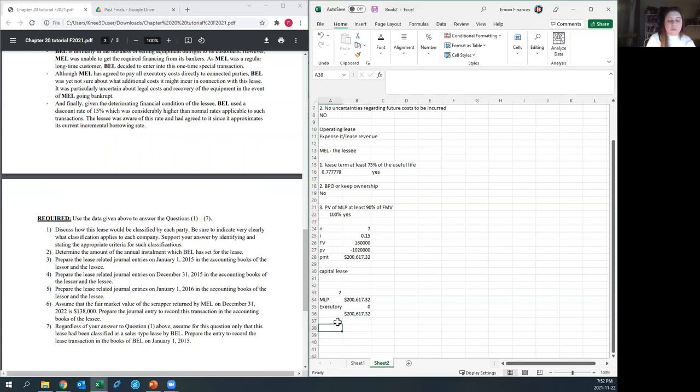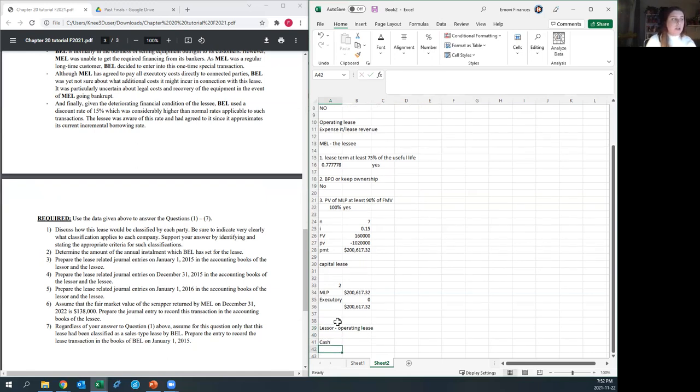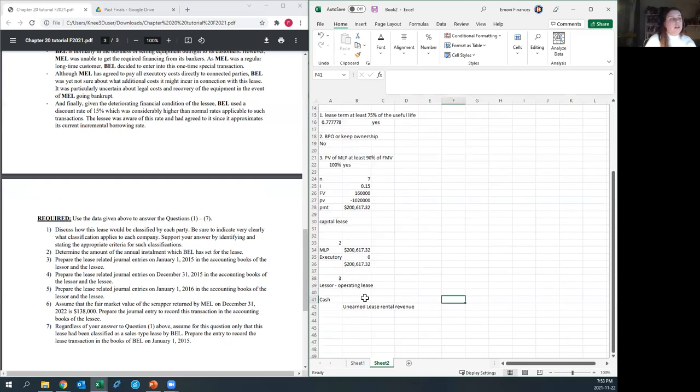So we're going to do first the lessor, as operating lease. That means that they're going to receive cash, the minimum lease payment. And then they're going to credit their unearned lease rental revenue. At the end of the year, on December 31st, they're going to debit their unearned lease revenue and then credit their lease rental revenue. So cash is the MLP, and same thing here.